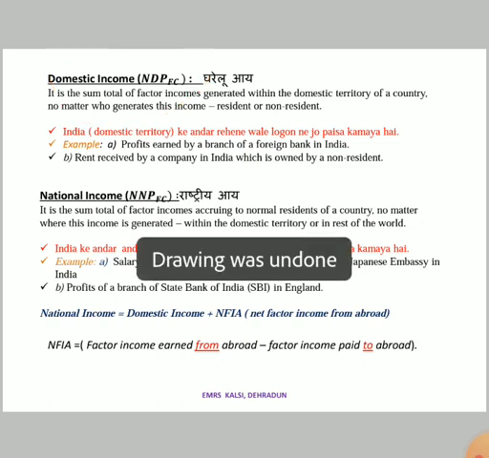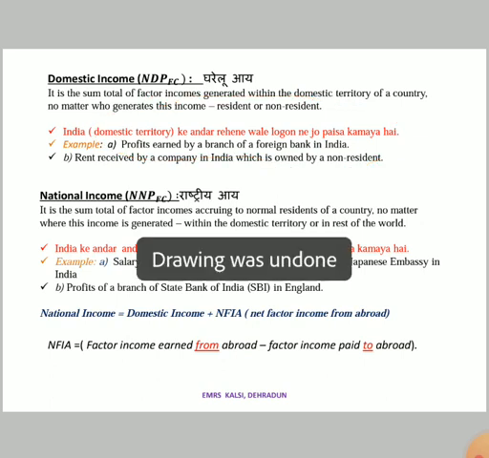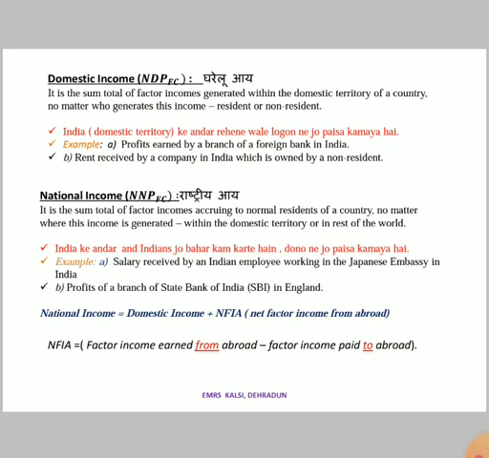So for example here, profit earned by a foreign branch of a foreign bank in India. See, the bank is foreign, of a foreign country, but it is located in India. So that profit earned by the branch of the foreign bank will be counted under the domestic income of India.